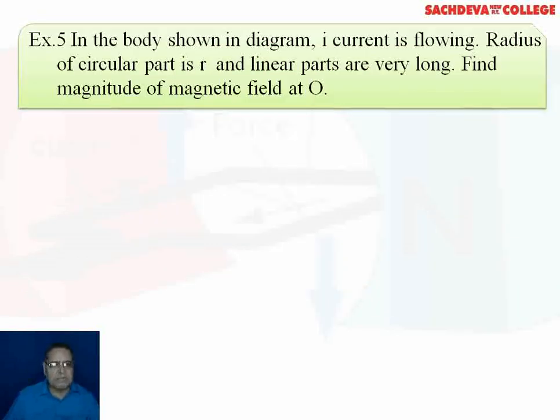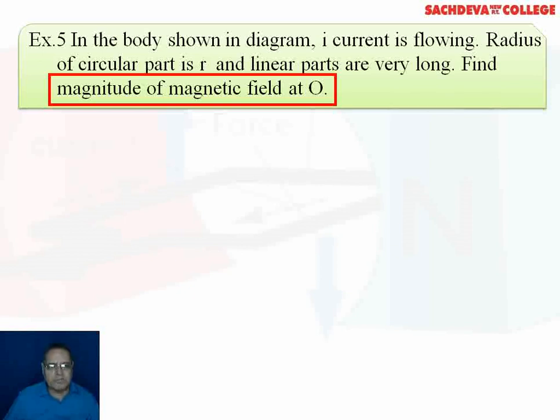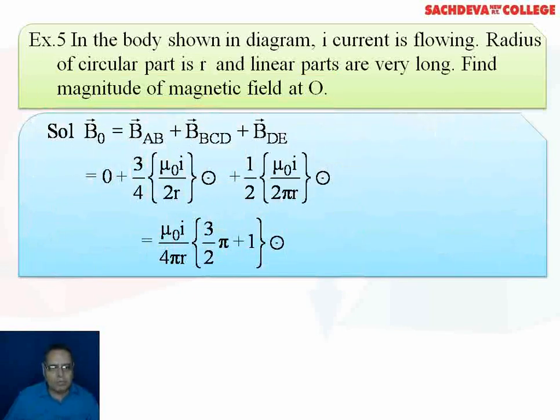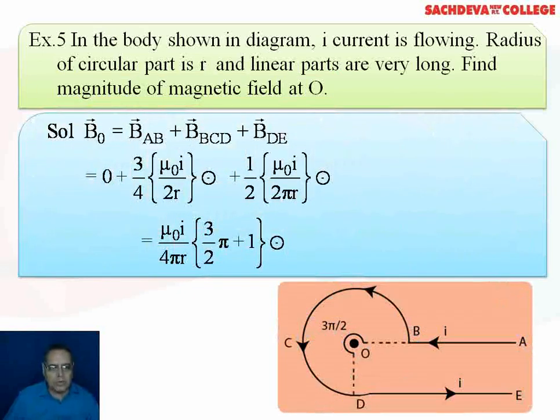Now in example number 5, in the body shown in the diagram, current I is flowing, the radius of the circular part is r and the linear parts are very long. Find the magnitude of magnetic field at O. Now look at the figure again. The direction of arrows indicates the flow of current. B stands for magnetic field and B naught is the magnetic field at O.